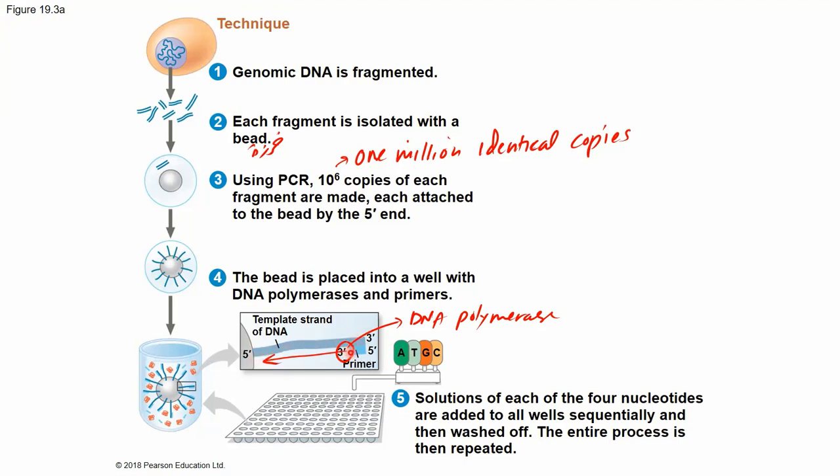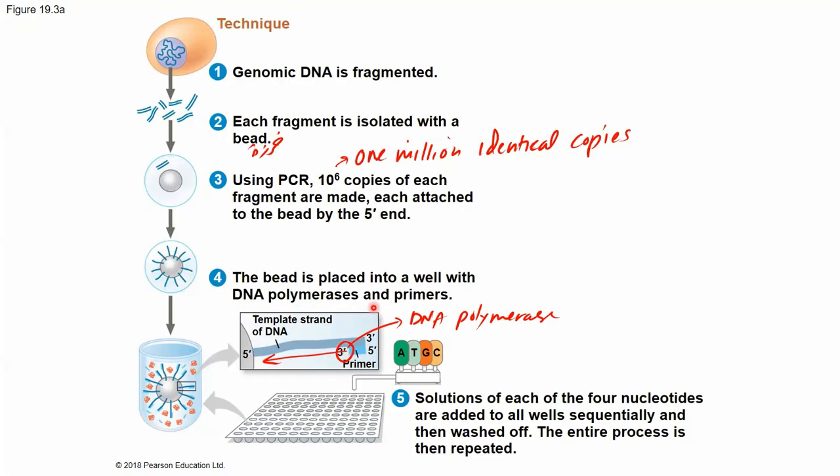But the synthesis will not happen continuously. It will happen as pulses of synthesis, which means the 4 nucleotides that are used to synthesize this strand will not be available all the time for the DNA polymerase. These nucleotides will be added one at a time. How?